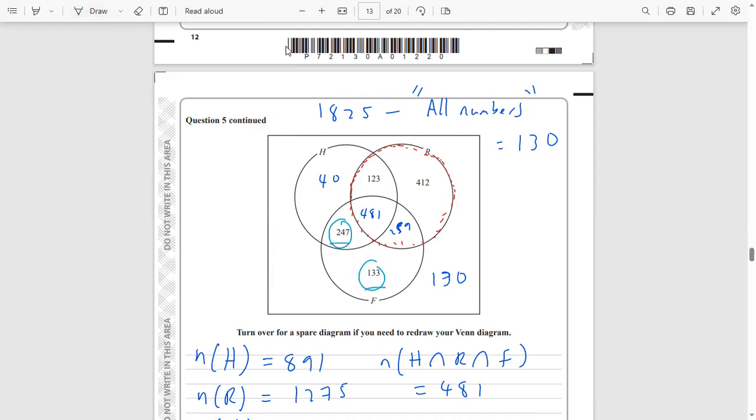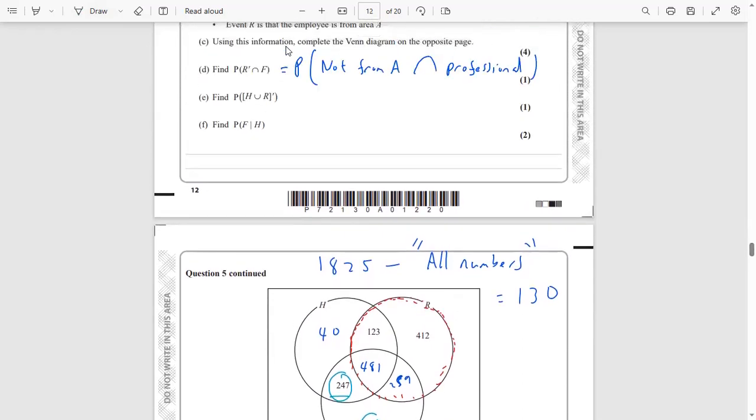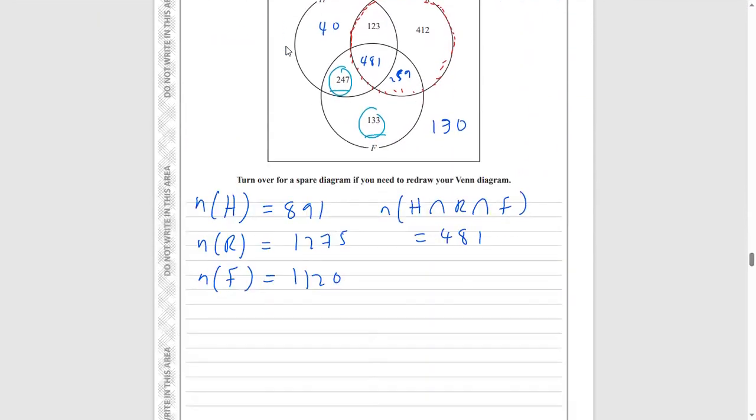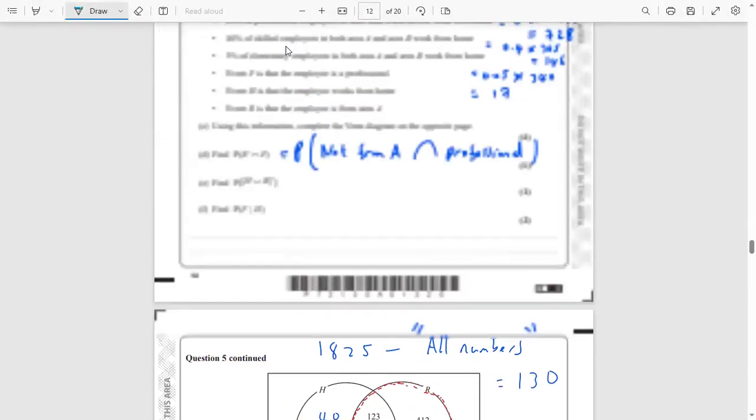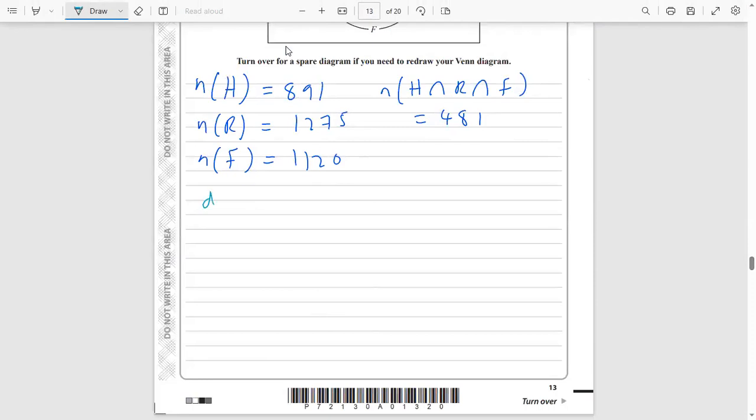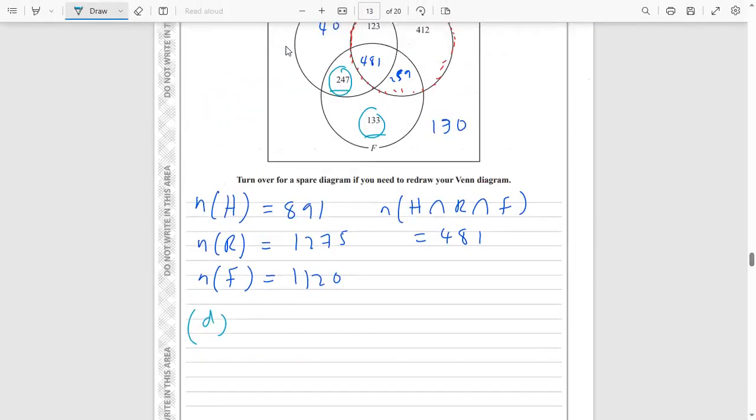So again, the only two compartments in this Venn diagram that are professionals in the F circle but not in the R circle are these two here. So to work out this probability, we're just going to add up those two numbers. What part was this again? I think this is part D, wasn't it? Yeah, part D. So with this question, we're just going to add up the two numbers.